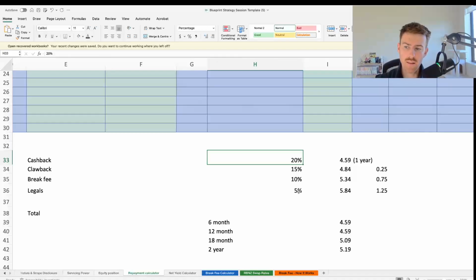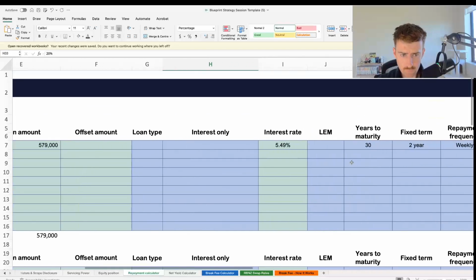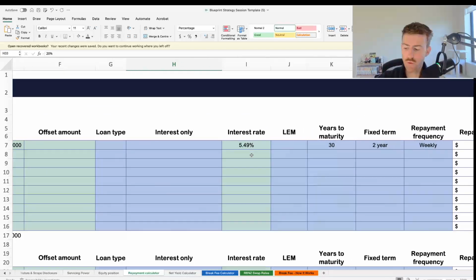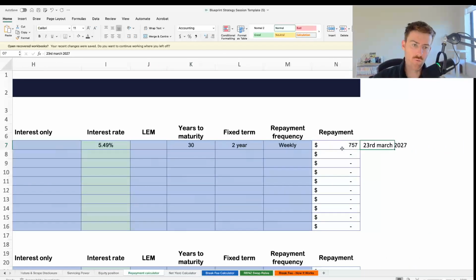But one key thing that's really important to determine the move, if they're going to leave their existing bank or potentially approach their existing bank and see if they can get a better deal, is what their break fee is going to be. So they fixed their loan for 2 years on the 23rd of March, 2027, and they bought 2 years ago, right?